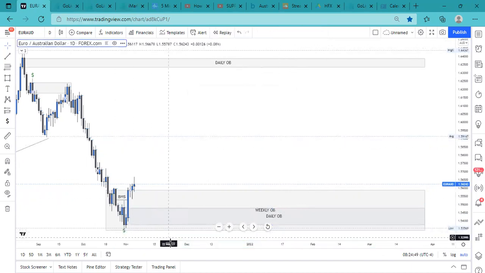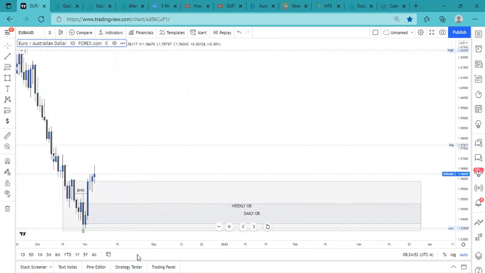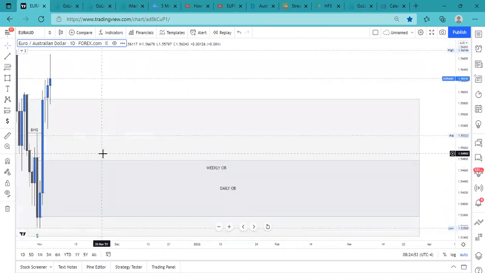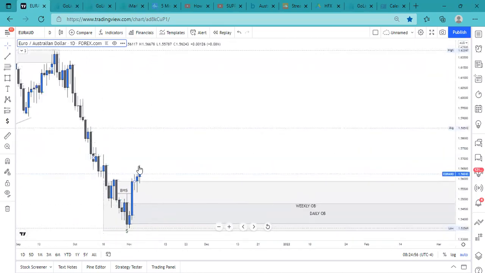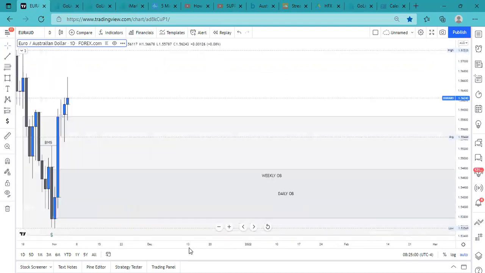Now we have supply taken out. You can't be looking to sell when supply is being taken out. You should be looking to buy. You should be looking for the nearest place price will come and mitigate, then continue on the buy trend.